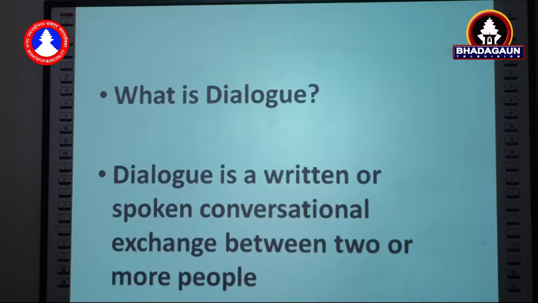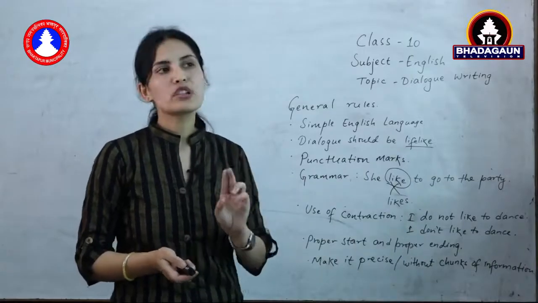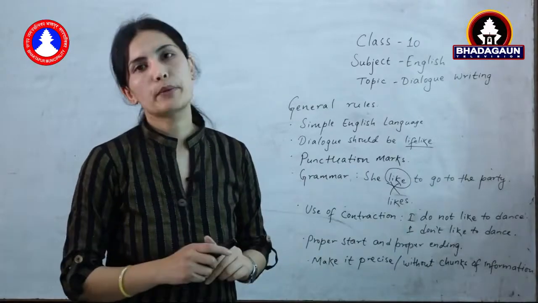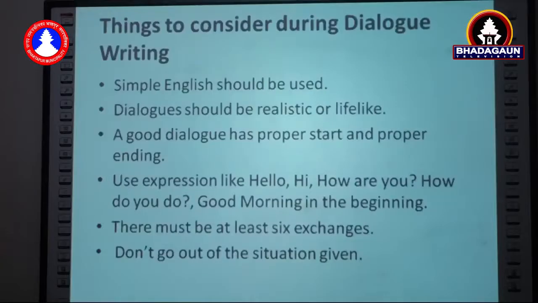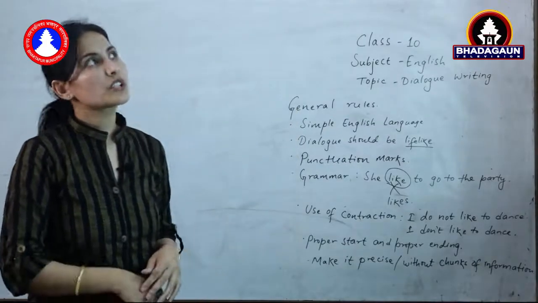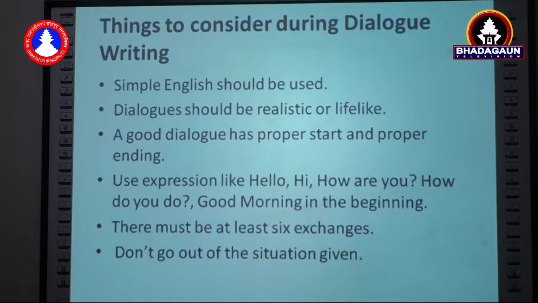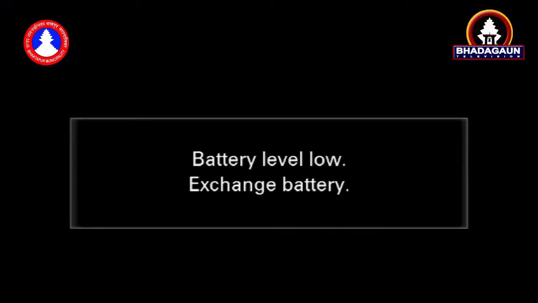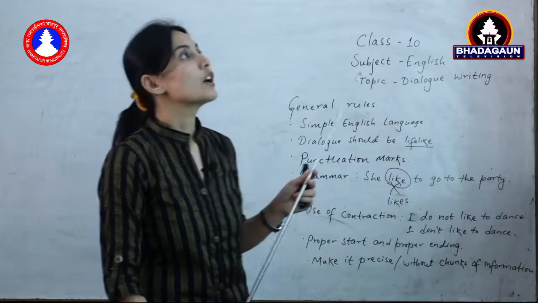To make our dialogue very simple, it's okay if you just write the dialogue involving just 2 members. As I discussed here, the same thing has been stressed here too. Things to consider during dialogue writing: Simple English should be used. Don't use very sophisticated language. Use simple English but polite words, and focus on formal use of the language.